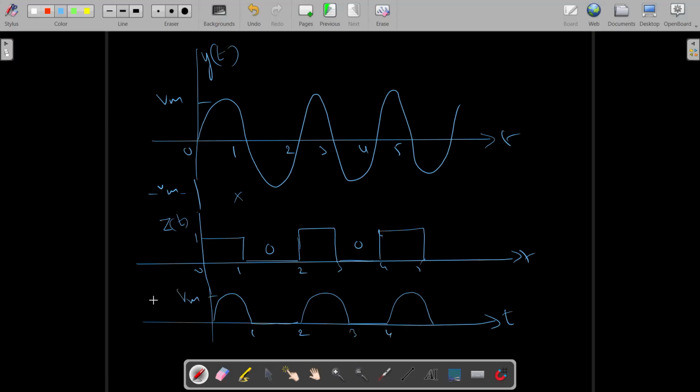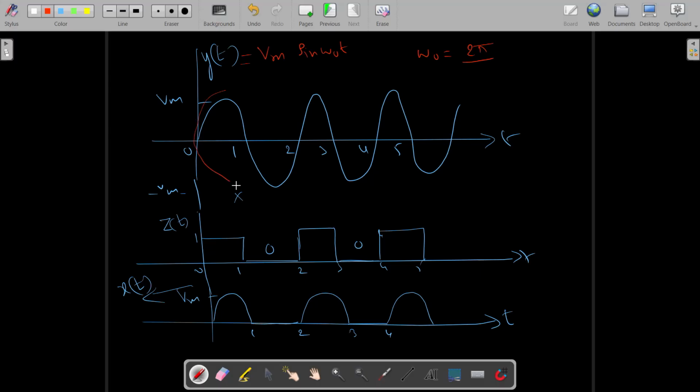So let us call this now, so this is the signal what we need, right? This is the required signal x of t. So now in order to get x of t expression, first we need to know what is the expression for y of t? So what is this now? So this is Vm sine omega naught t, right? So what is omega naught? Omega naught is nothing but 2 pi by t naught. What is the t naught here?